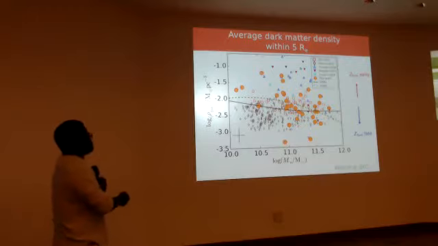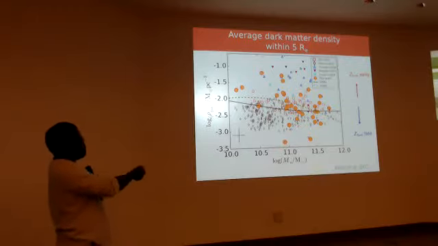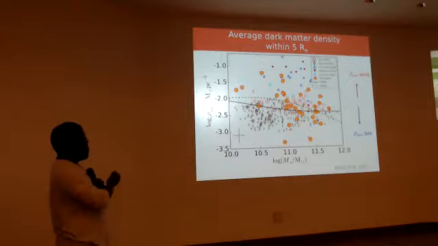Okay, so what I have is just the other part of my results, where I've measured the average dark matter density within 5 Re.